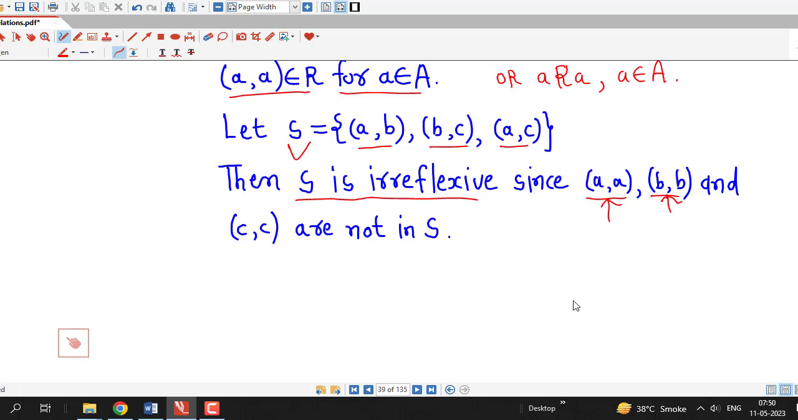So, in short, our relation is irreflexive if no element is related to itself, for all the elements in a given set A.